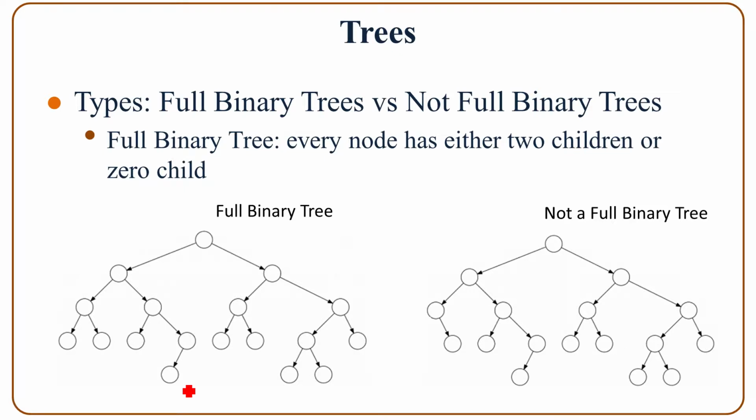Next, we talked about full binary trees versus not full binary trees. In a full binary tree, every node has either 2 children or 0 child. So look at the example on the left. This is the case of a full binary tree. We can see that every node has either 2 children or 0 child. Right? That node has 2 children. Also, on its turn has 2 children.